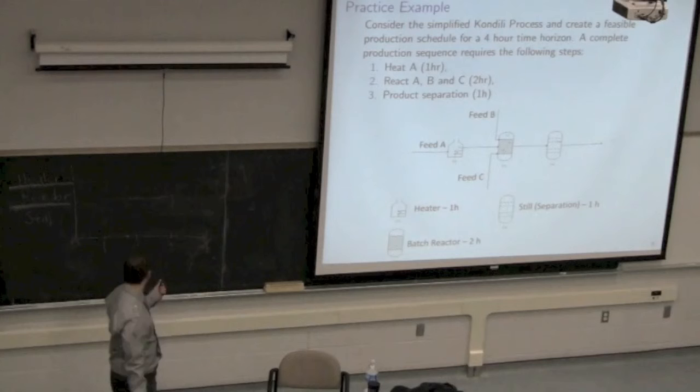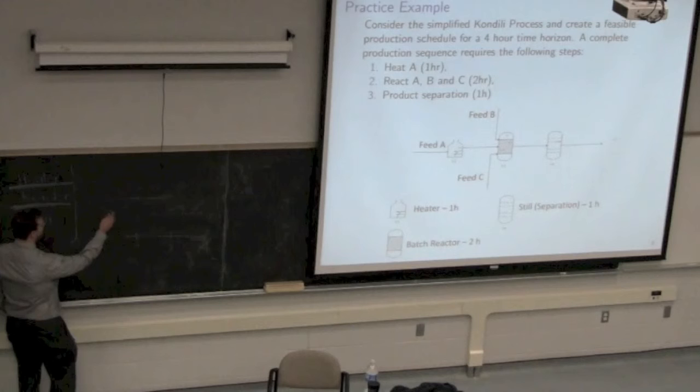So I would say this is pretty good. How I would have drawn it, typically Gantt charts are drawn with bars. So how I would have done it just a little bit differently, this is a good representation, is I would have done it like this.